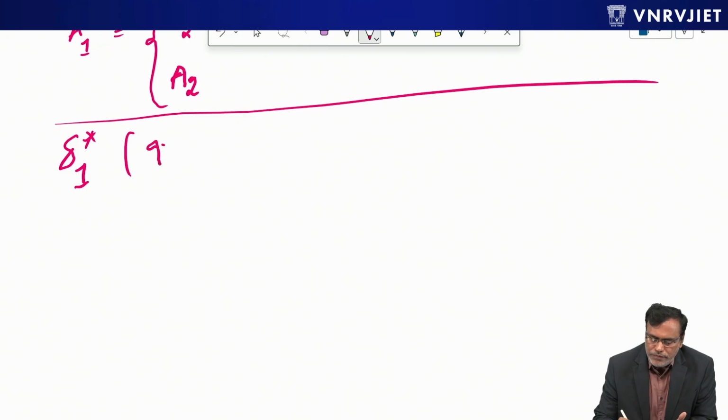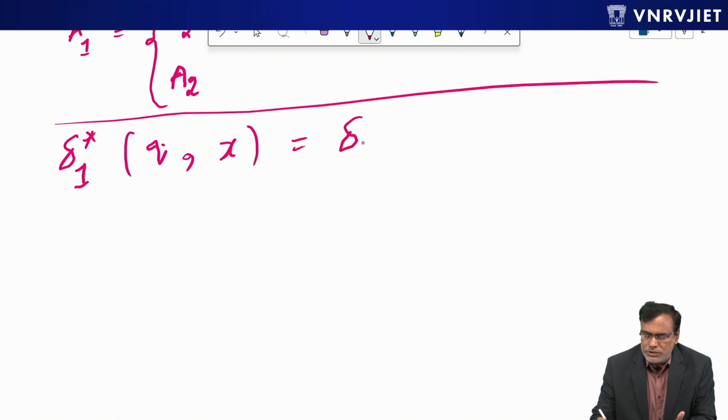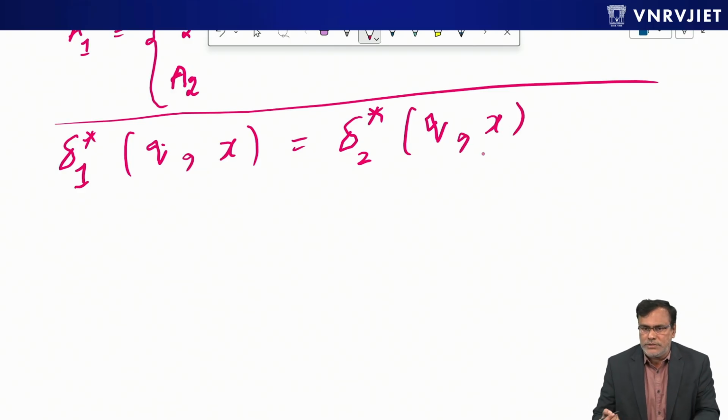Delta 1 star of Q, X must be equal to delta 2 star of Q, X. X belongs to sigma star, that is the input alphabet. The input alphabet is going to be the same.